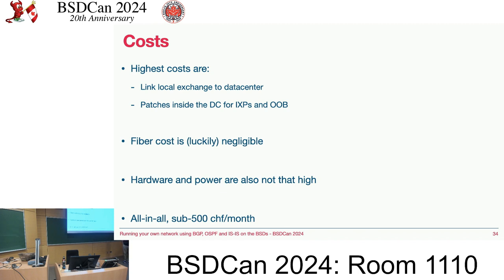So all in all, this comes out at less than 500 francs a month. And as I said at the very beginning, we are very lucky because we can do this. And then the cost factor is a secondary factor.